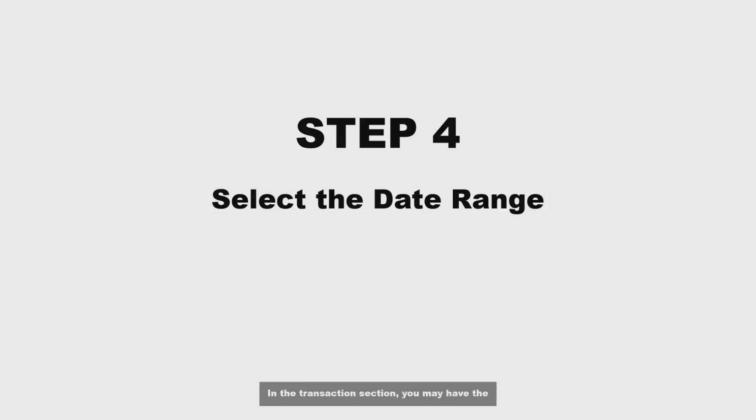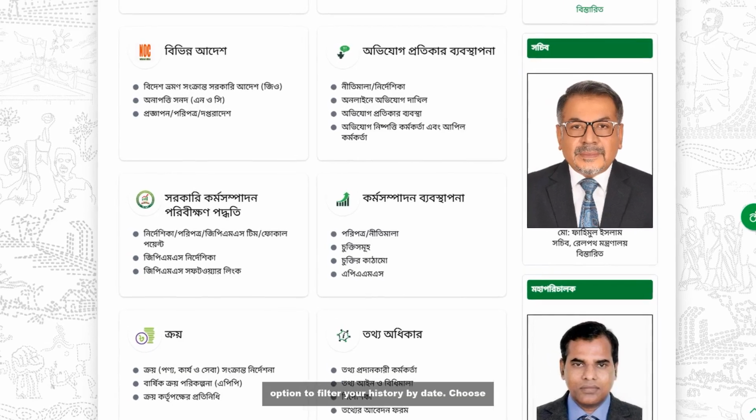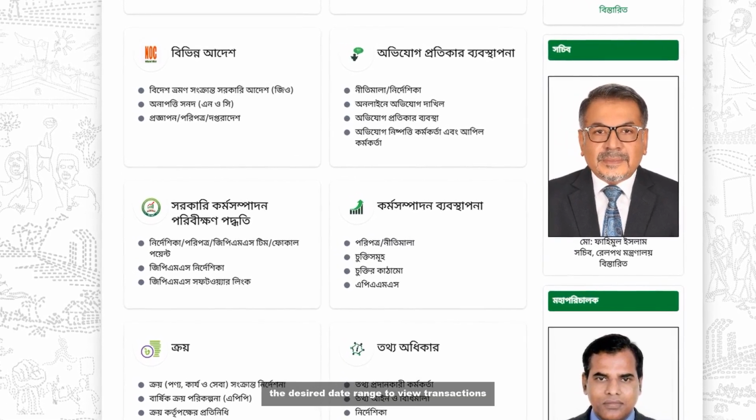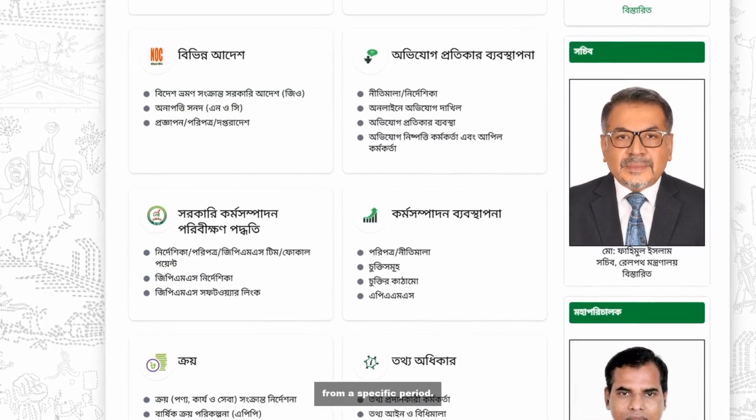Step 4. Select the date range. In the transaction section, you may have the option to filter your history by date. Choose the desired date range to view transactions from a specific period.